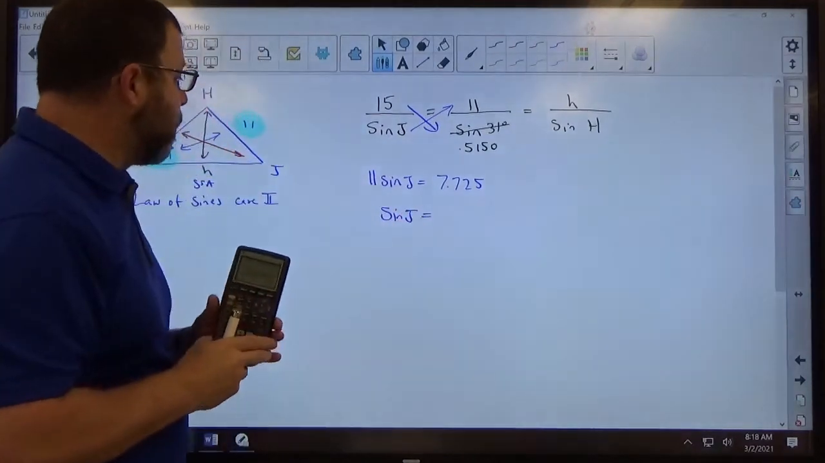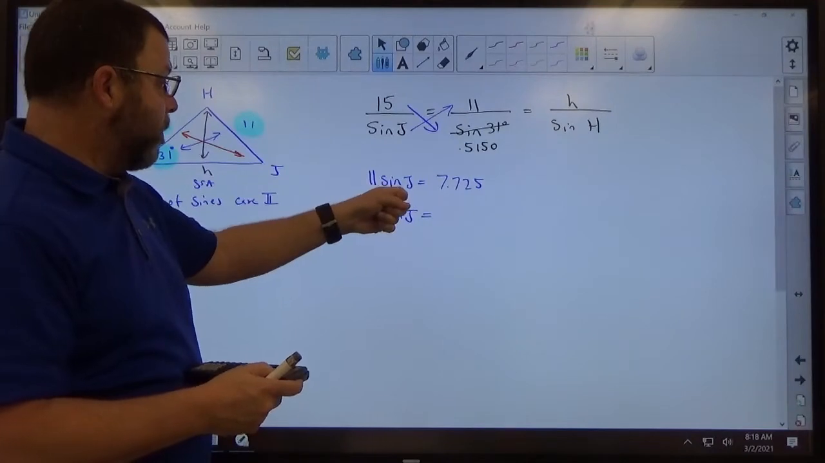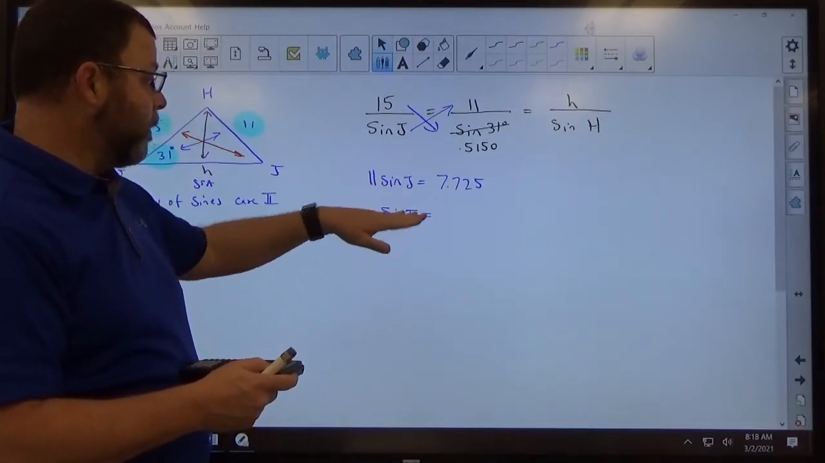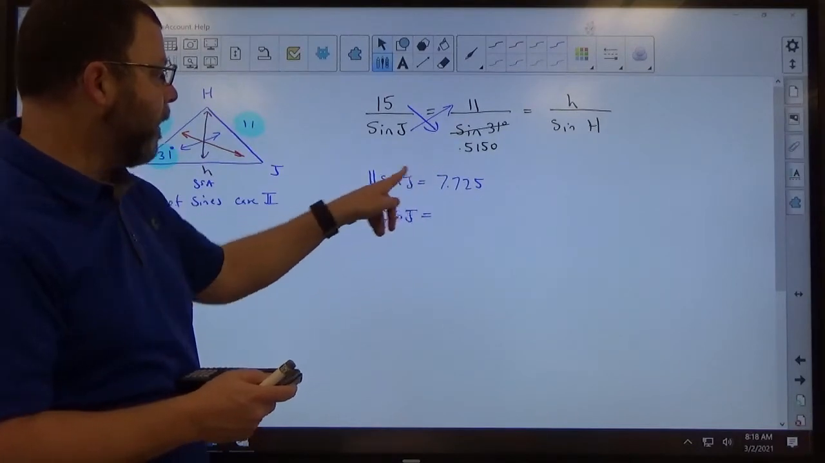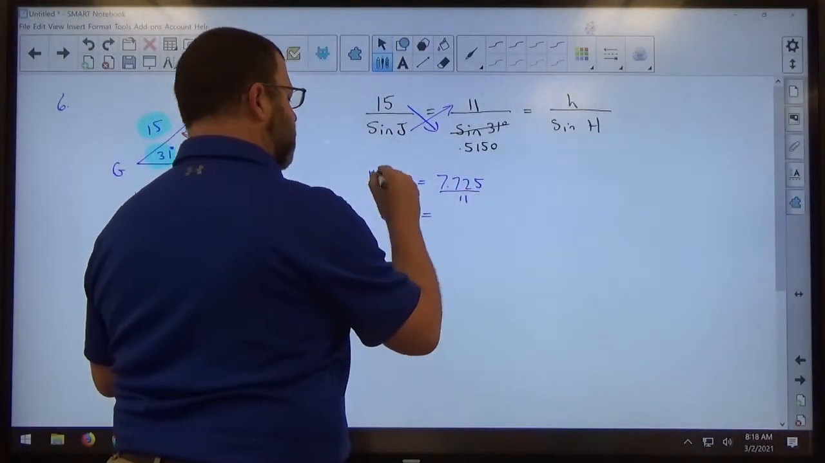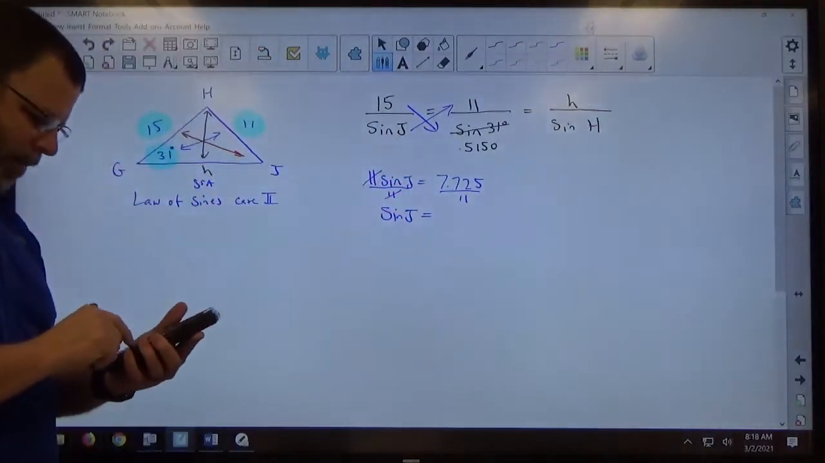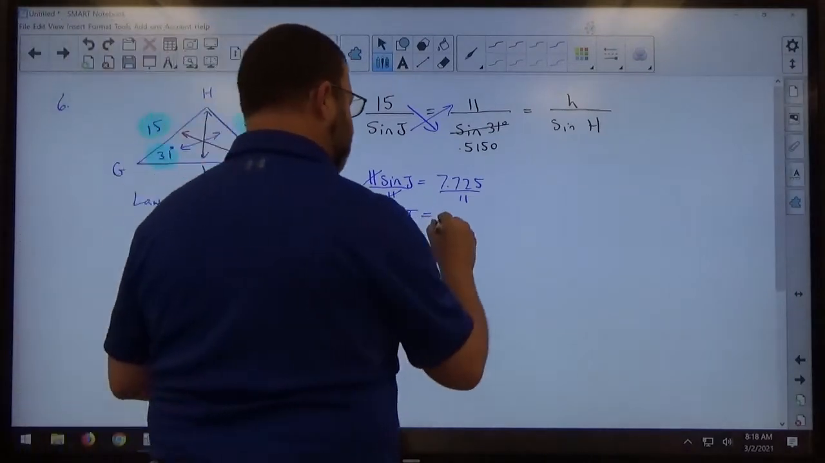Now this is an occurrence in this problem that's going to happen. What we don't know is j. It's attached to the sine function, so I want to get this by itself before I worry about the j inside the sine function. So I'm going to divide by 11. So divide by 11 here, divide by 11 here. So 7.725 divided by 11, my calculator says is 0.7023.